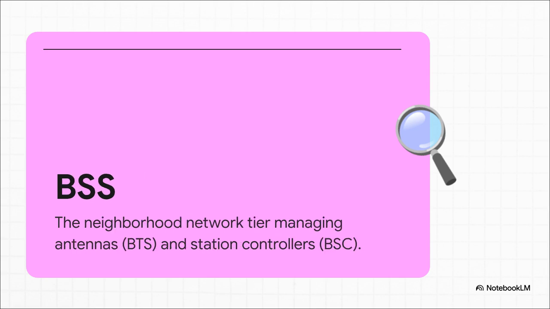Okay, so once your phone blasts out that signal, it hits the neighborhood network tier, the base station subsystem, or BSS. Think of this as having two main parts. First up, the BTS. Those are the actual physical antennas and transceivers you see up on cell towers managing the radio waves. Second is the BSC, which is the controller acting as the local brain. A single BSC manages dozens of those BTS antennas, allocating frequencies and keeping power levels in check.